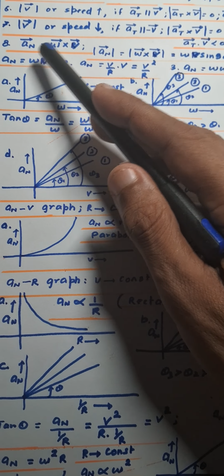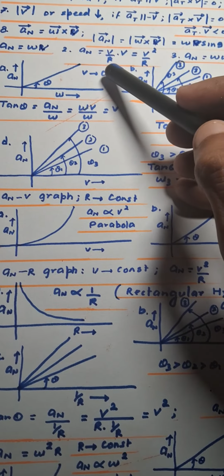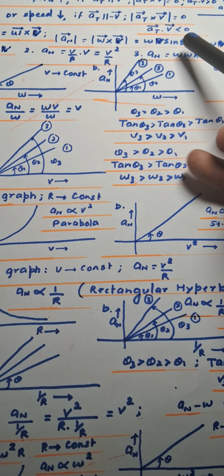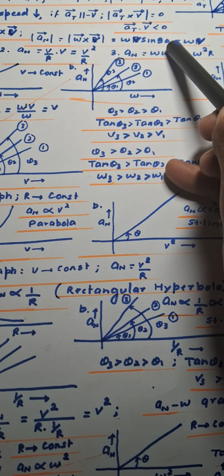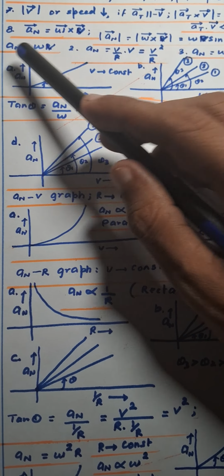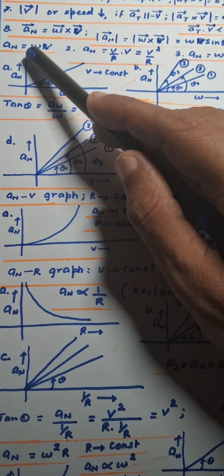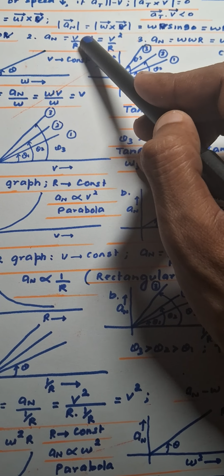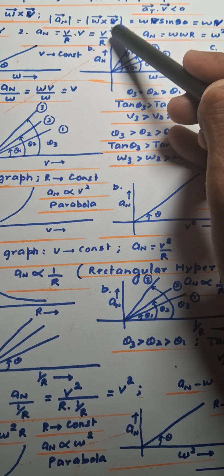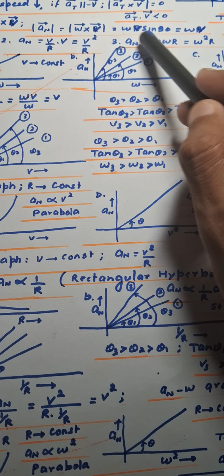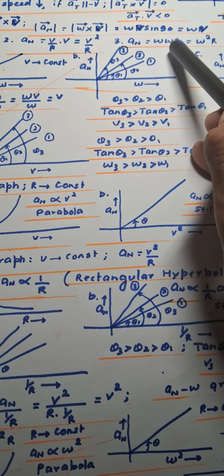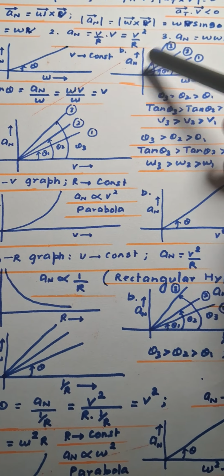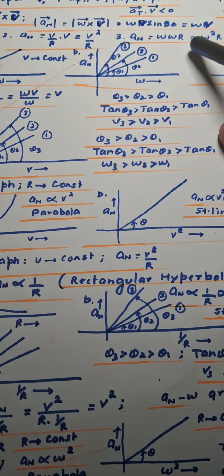Coming to the normal acceleration, it is omega cross v. If we find the magnitude of normal acceleration, that will be omega v sin theta. Theta here is 90, so that will be omega into v. So one of the relations is a_n is omega into v. Another relation: with omega as v by r, a_n is v by r into v, so that will be v square by r. The third result is a_n will be omega into omega r, that is omega square r. So there are three forms in which normal acceleration can be written.